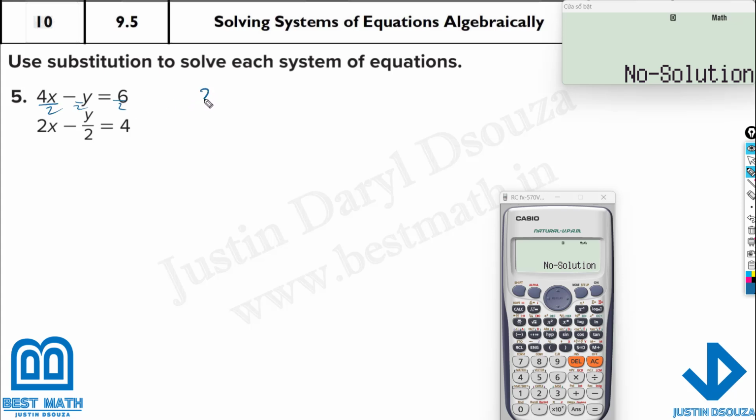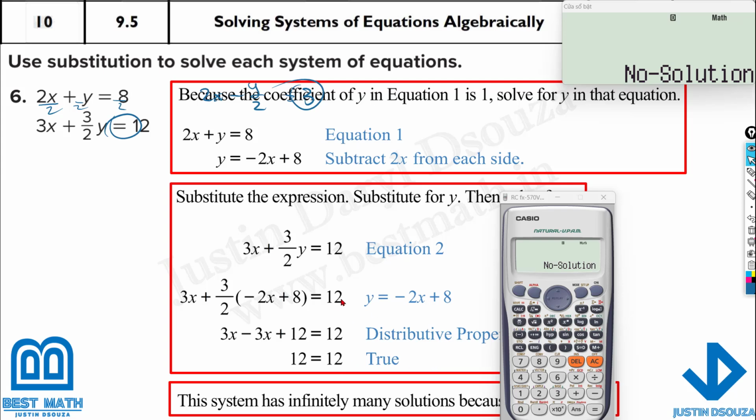So what happens here? It's 2x minus y by 2. It's all same, but here it'll be 3, but we wanted 4. I mean, over here it's 4. We didn't want anything. Since it's different, it's no solution. But if it was 4 here, then it would have been infinite solution. So here the answer is no solution. And now this has infinite solution.